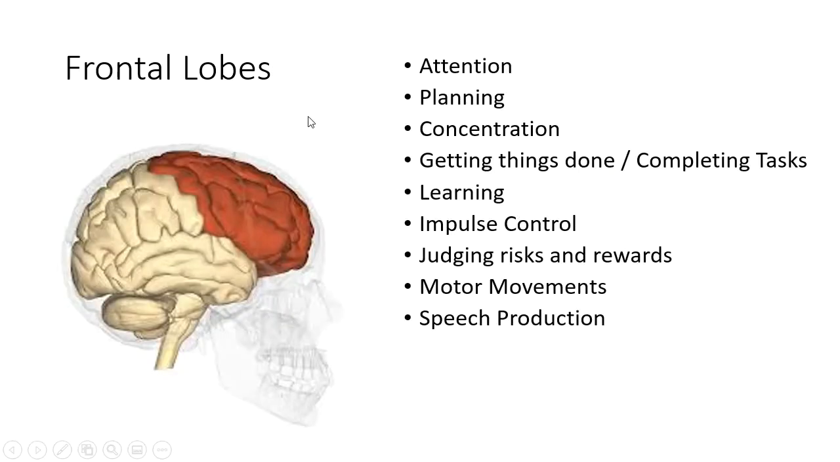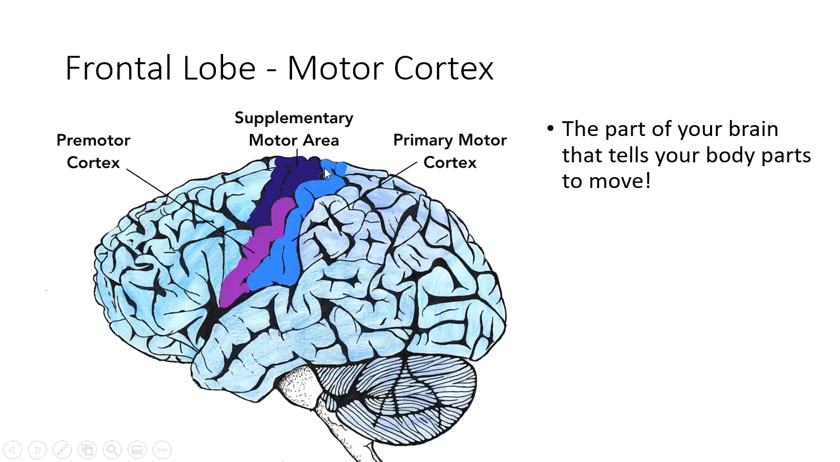So let's jump forward. Now I have the frontal lobes. The frontal lobes are basically getting stuff done, like attention, planning, concentration, learning, impulse control, judging risks and rewards. Another important function is speech production. Let me go into more detail.